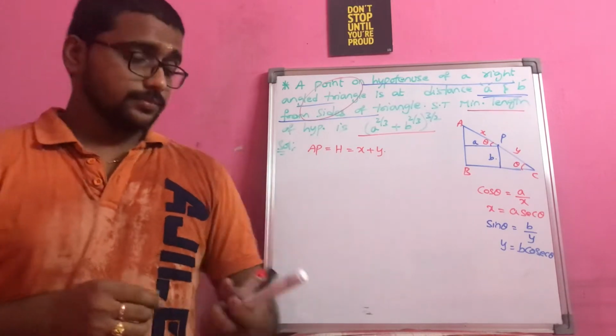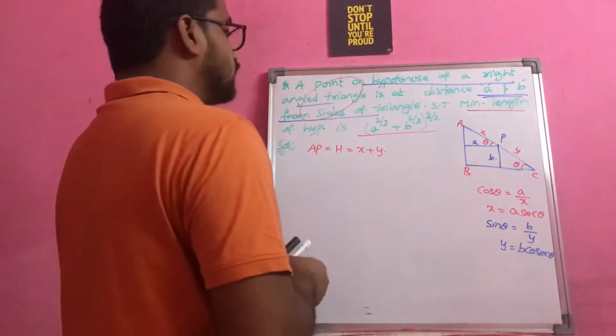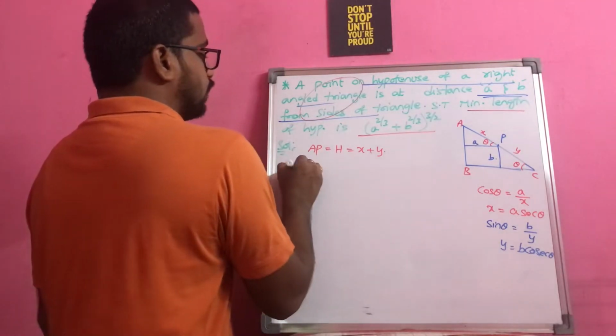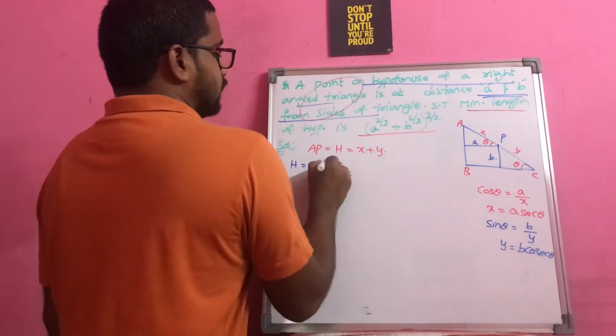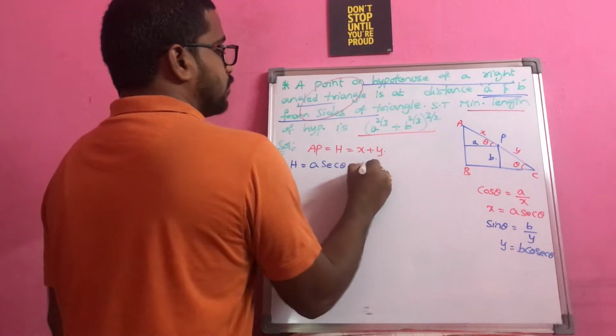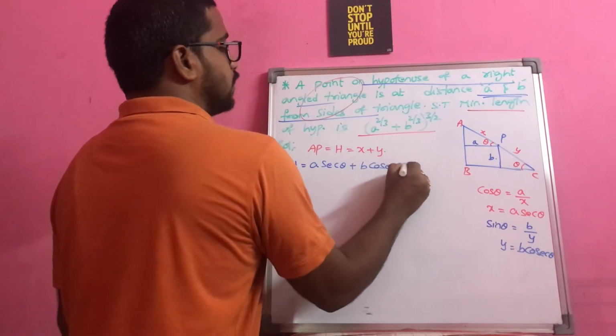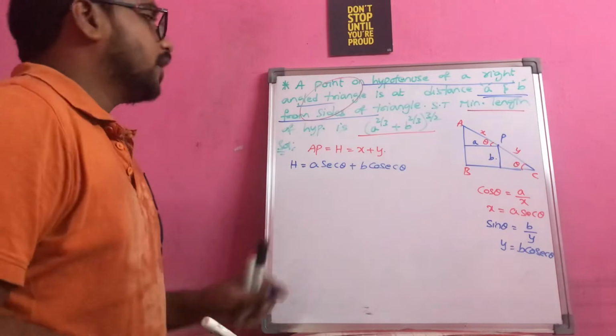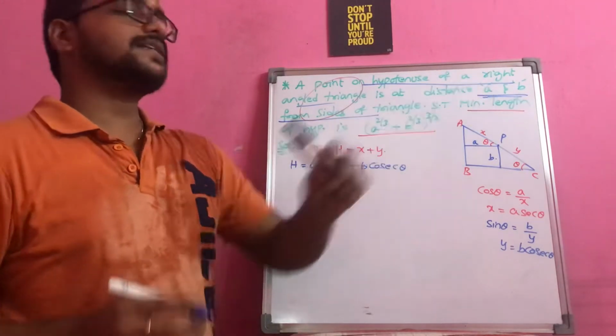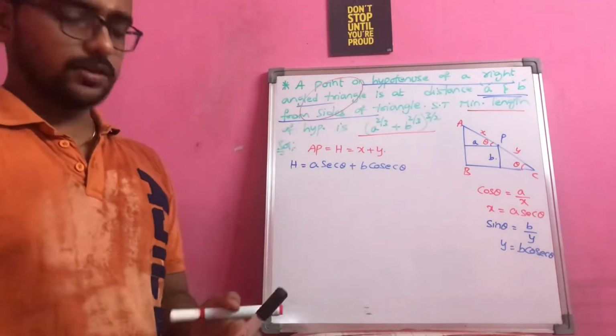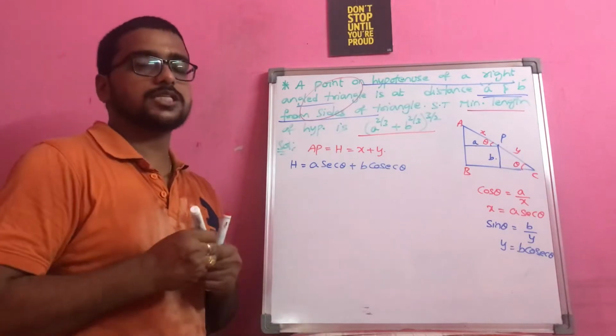That is the advantage. So my function is now h is equal to x plus y, where x is a secant theta and y is b cosecant theta. Now it is very clear that a and b were mentioned in the question, so they are called constants. I have to apply differentiation with respect to theta.